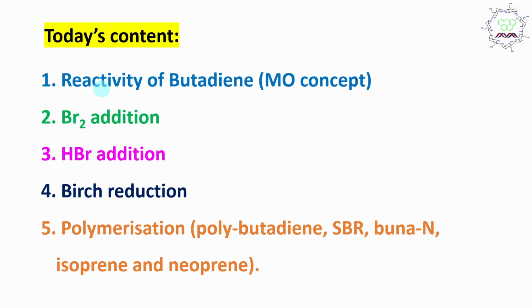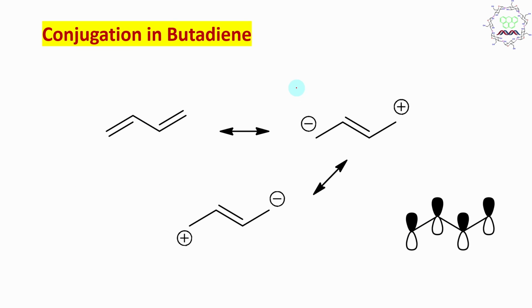Today's discussion will cover a few points like reactivity of butadiene, bromine addition, HBr addition, hydrogen addition, Birch reduction, polymerization, etc. So, first let's go to the basic property or reactivity of butadiene from the MO, or molecular orbital, concept.